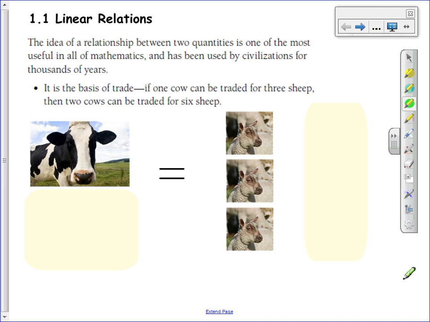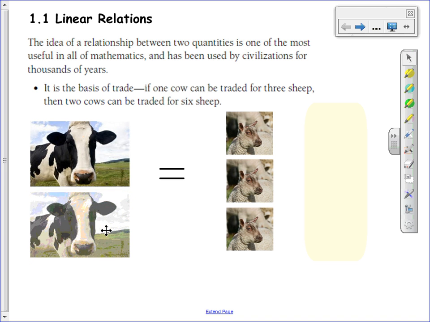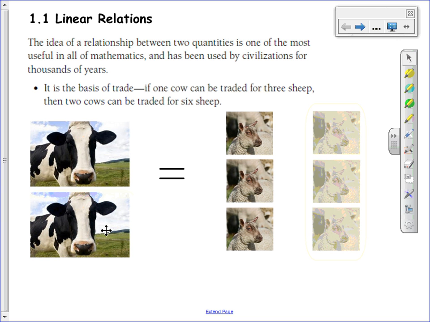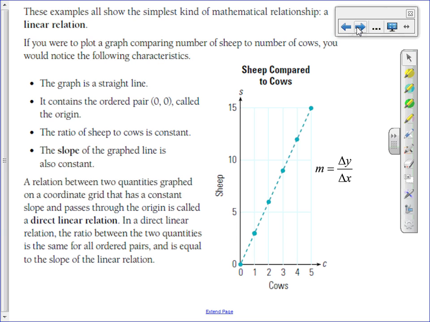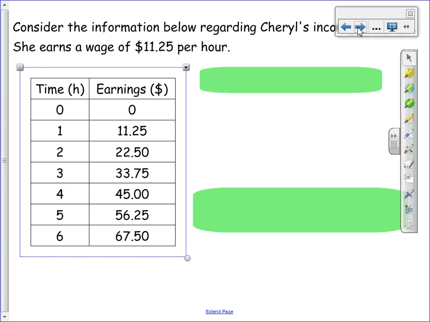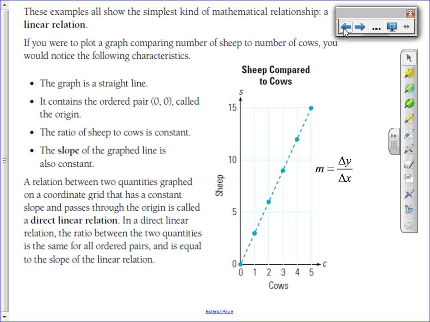Then logically, that progression would continue: if I had another cow, then I could get 6 sheep. And we see it all the time in our world. Probably the best example would be with regards to money, and we're going to look at that in a minute. So there are some definitions here that we're going to run into in this assignment. The first is a linear relation, which is a line. A straight line on a graph is a linear relationship.